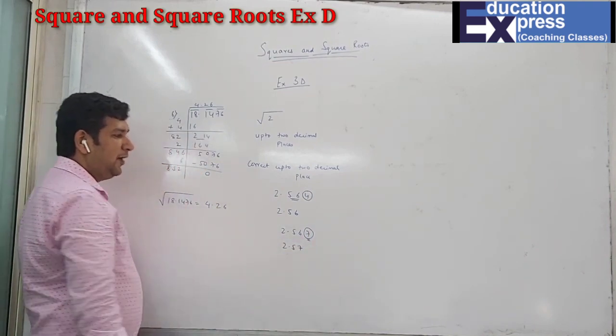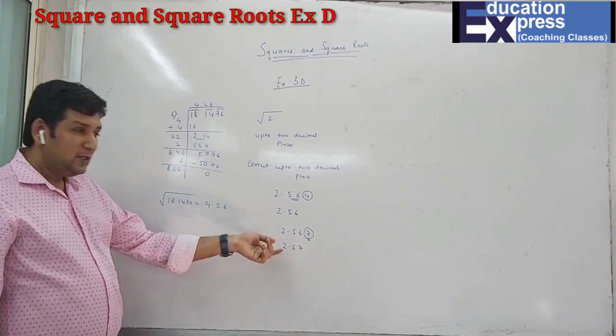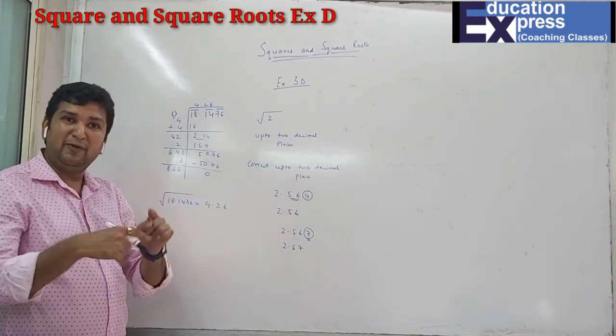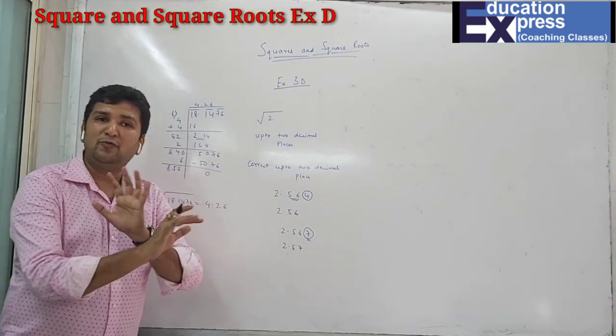So now it becomes 2.57. So this is what you have, correct up to 2 decimals, where you have to round off. Whatever decimal places they have asked, you have to take one extra and round off. And here they just say up to 2 decimals, that means you have to find only 2, you don't have to round off in this case.